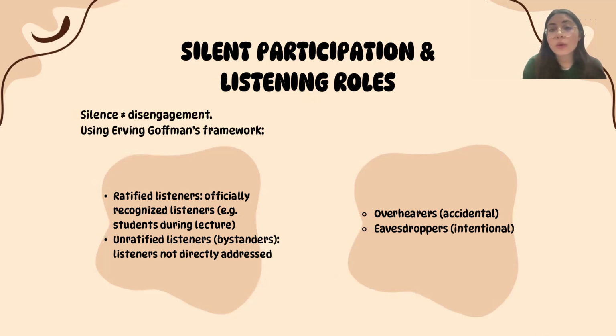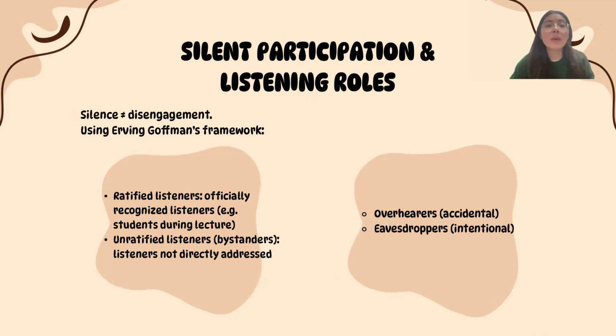And we have sociologist Erving Goffman here, who refers to these students as ratified listeners, participants who are officially recognized as part of the interaction, even if they don't speak. These listeners, visibly engaged or not, can still influence the flow and direction of classroom talk. In contrast, individuals who listen without being officially part of the interaction are called unratified listeners.